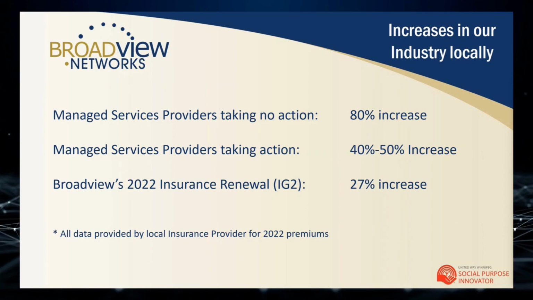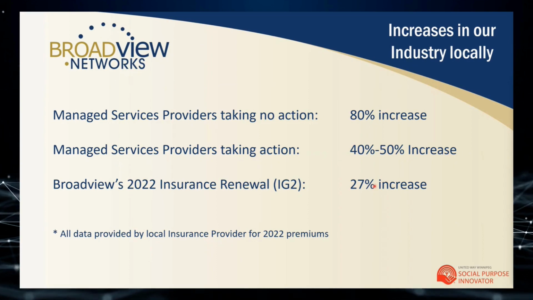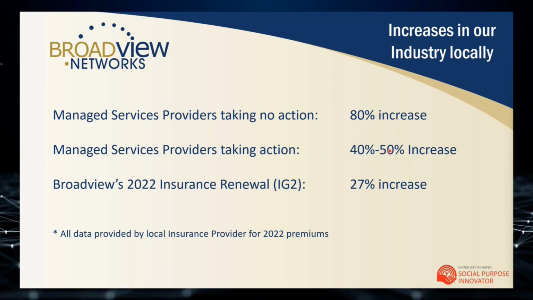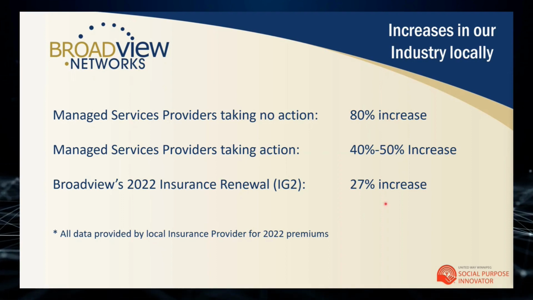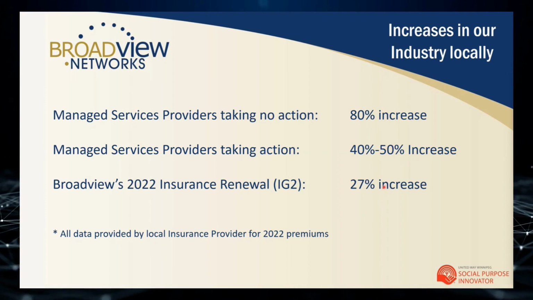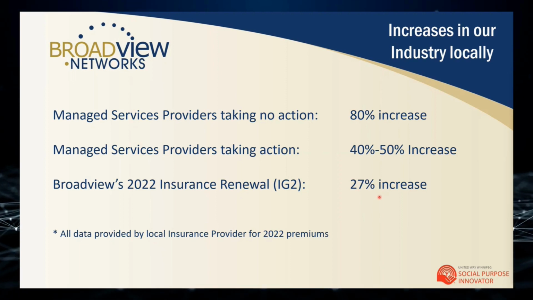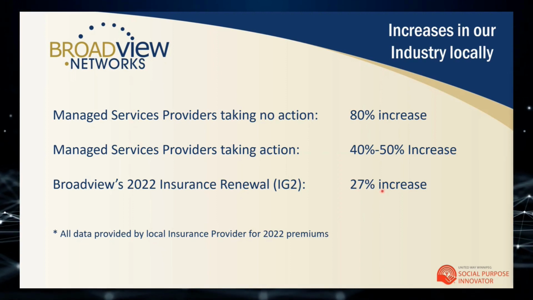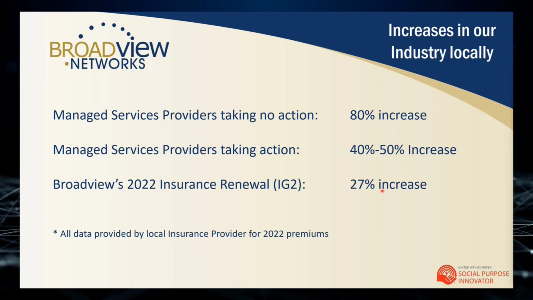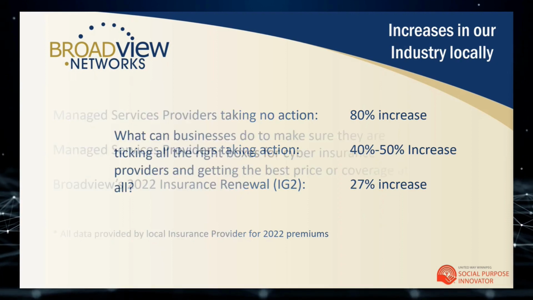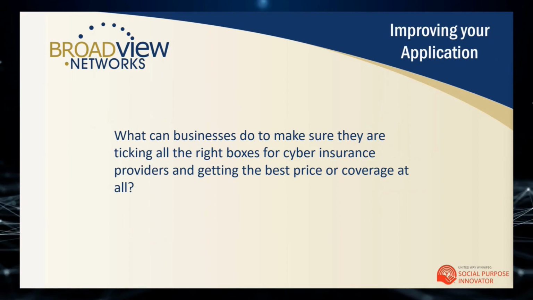And even with that completed, we still saw a 27% increase in our own cybersecurity insurance premiums. But if we hadn't done it, we would have been seeing at minimum a 50%, if not 70 to 80% increase. So by doing the assessment and by starting and completing the IG2 level of the remediation, we were able to hold our cybersecurity insurance increase down to only a 27% increase.